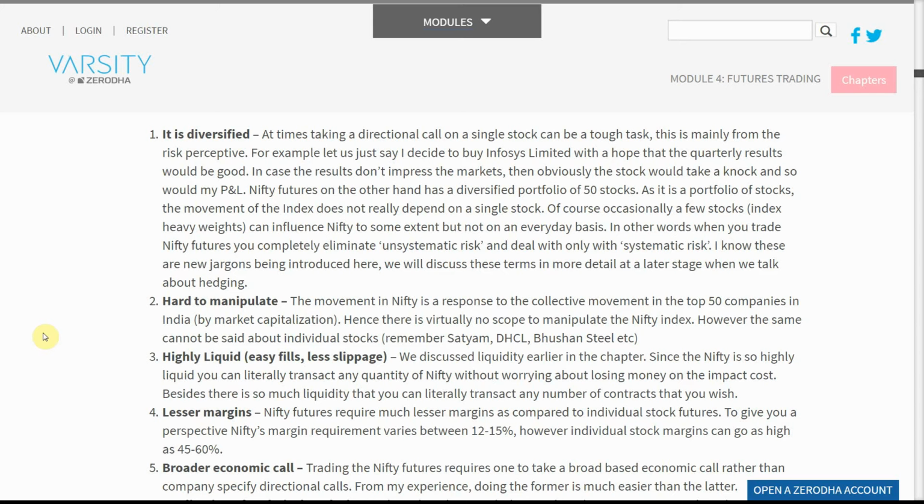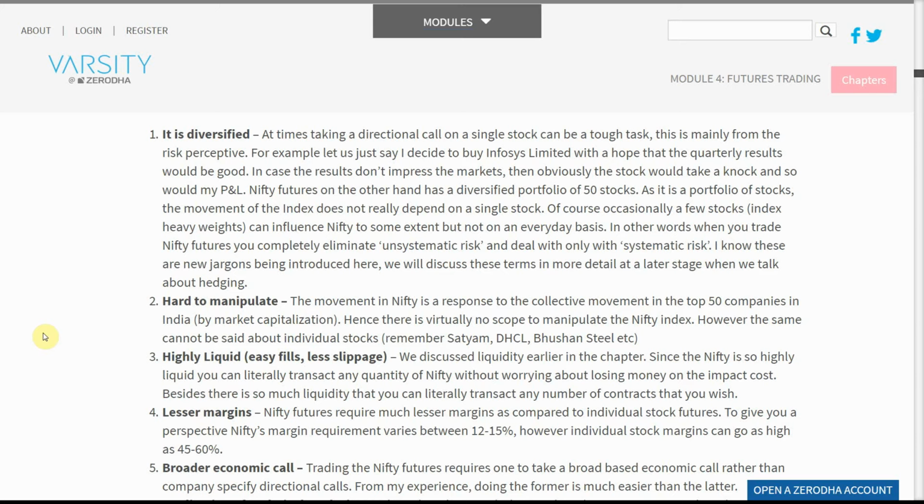As it is a portfolio of stocks, the movement of the index does not really depend on a single stock. Of course, occasionally a few stocks, index heavyweights, can influence Nifty to some extent, but not on an everyday basis. In other words, when you trade Nifty futures, you completely eliminate unsystematic risk and deal only with systematic risk. I know these are new jargons being introduced here. We will discuss these terms in more detail at a later stage when we talk about hedging.